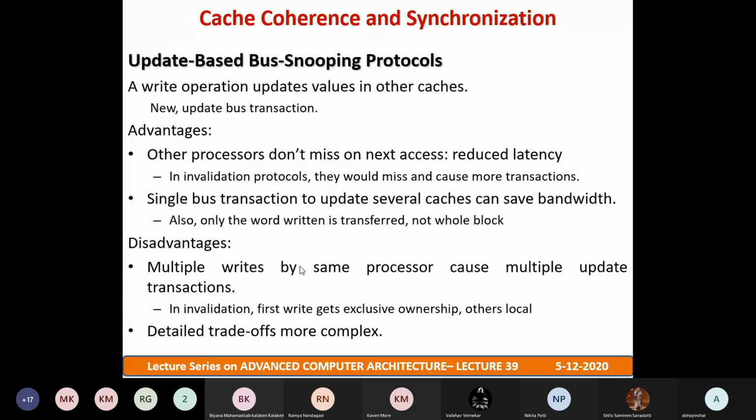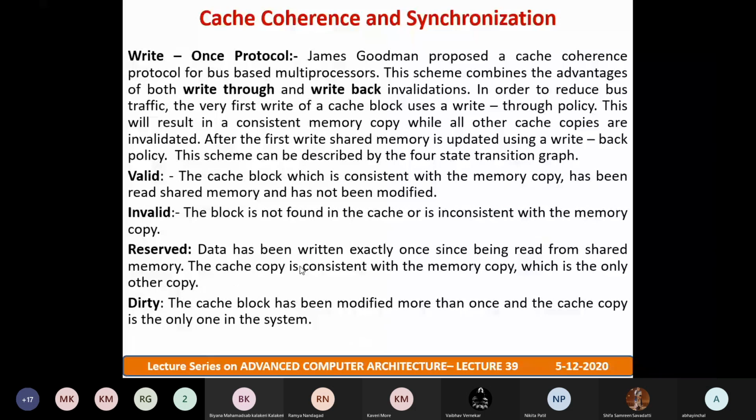Disadvantages are multiple writes by the same processor cause multiple update transactions. In invalidation, the first write gets exclusive ownership and others are local. So detailed trade-offs are more complex. We'll come across the write once protocol.